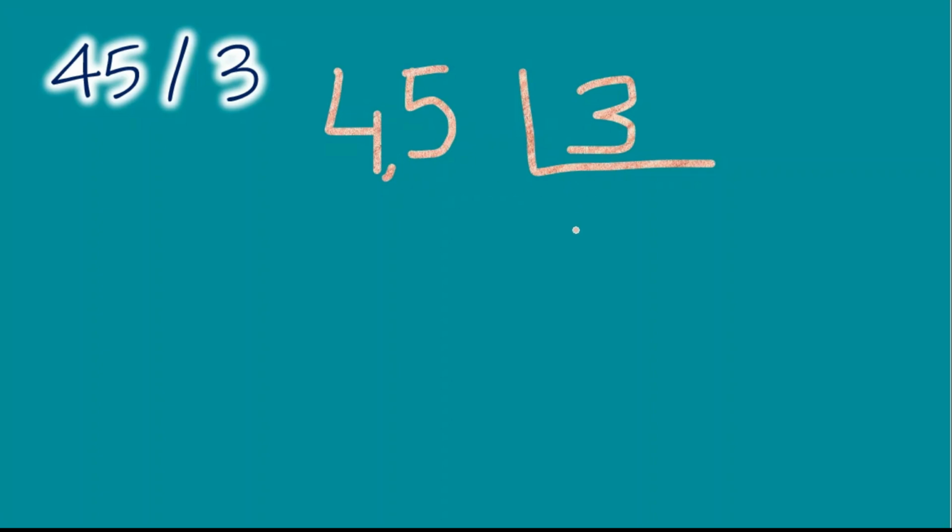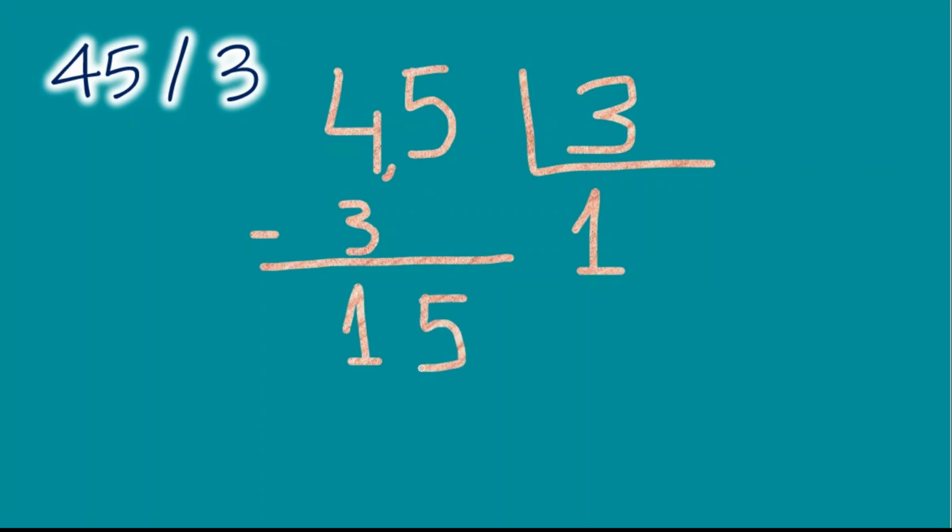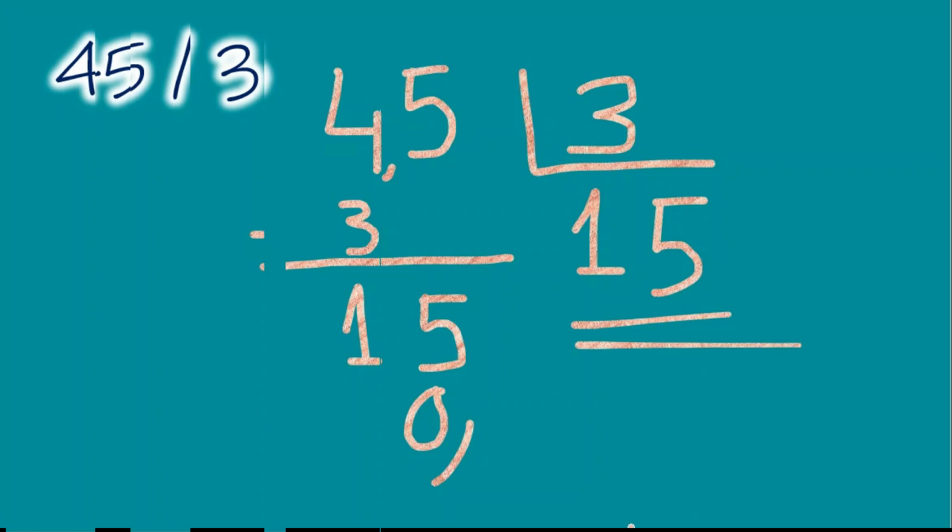3 times 1. 3 times 1 is 3. Okay. So what is the subtraction of this? 1. And then we would bring the 5. And then 3 times 5. Oops. 5, it's 15. This would be a 0. And we're done. This is what it is.